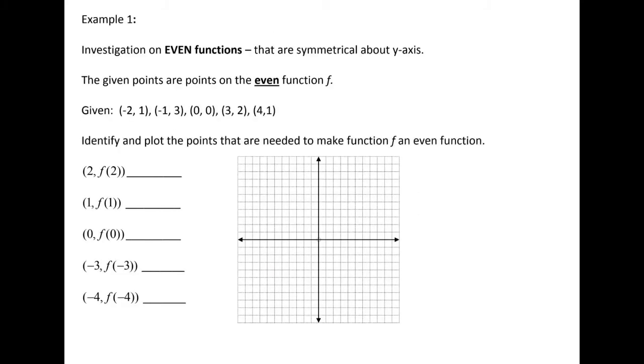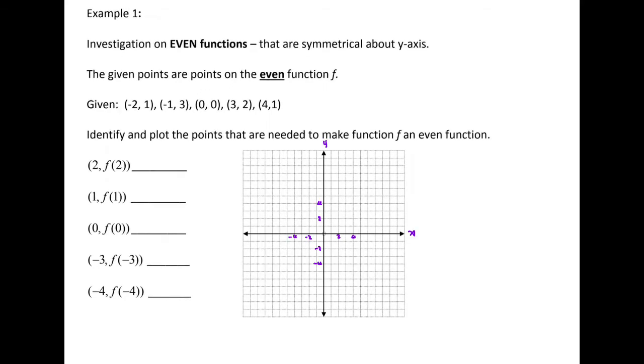Example 1. We are going to do an investigation on the graph of an even function to develop the algebraic formula for the even function. The given function f is an even function. That means the graph needs to be symmetrical about the y-axis. Look at the first point, -2 and 1. Because it has to be even, we have to have a point at 2, 1 in order for them to be symmetrical around the y-axis.